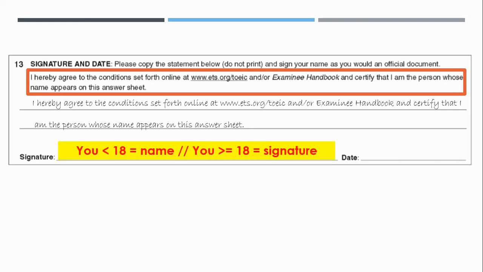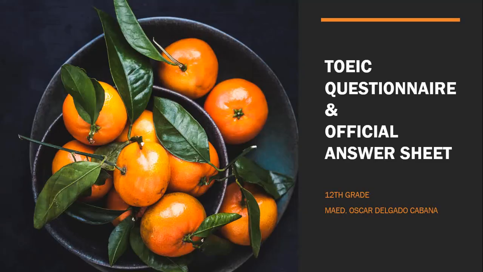Where it says signature, if you are under 18, you have to write down your name, okay? Your regular name in print. And if you are above 18 or if you are 18, you have to make your signature. Got it? Where it says date? Well, June the 6th is the date I am making this video. All right? So basically, that was all the information about the official TOEIC answer sheet. So, see you next time in our next video.